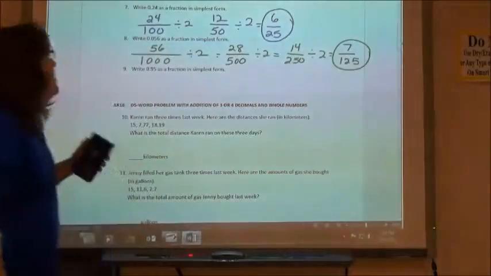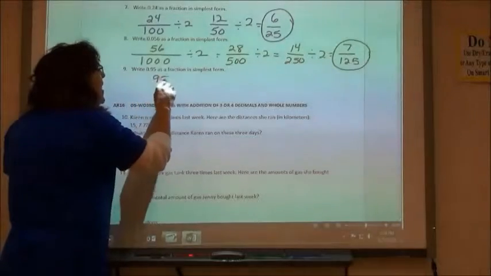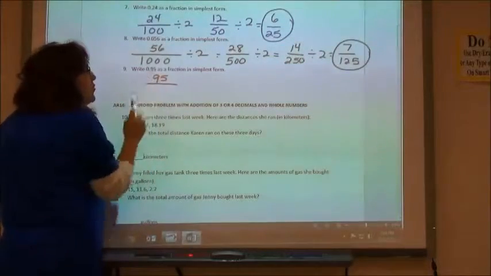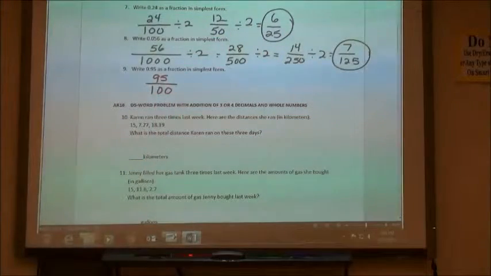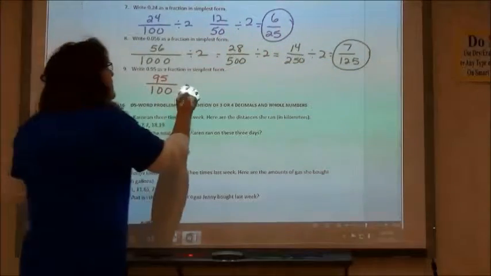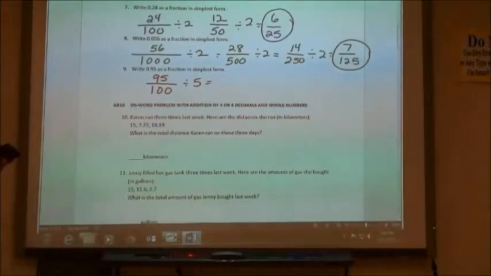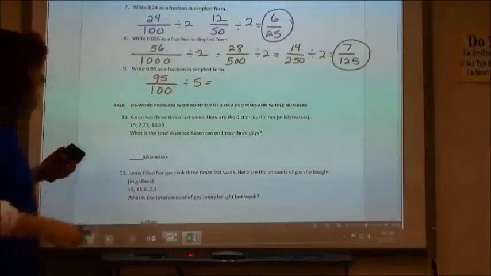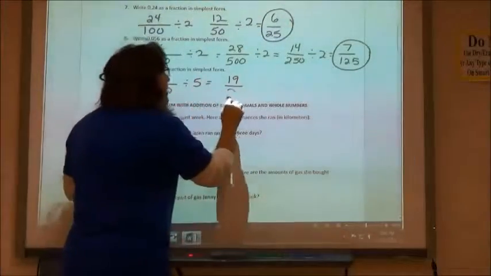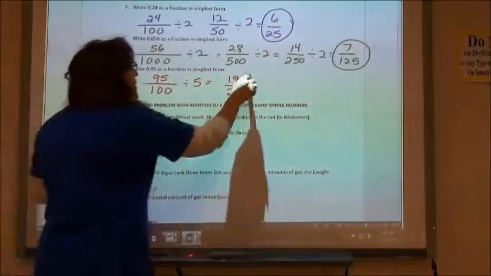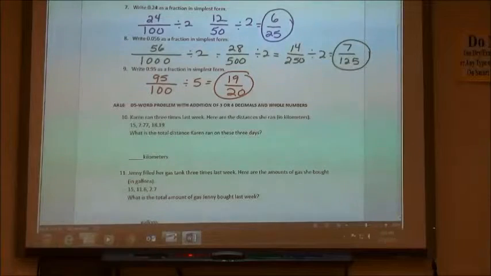And number 9, 0.95 as a fraction would be 95, and then tenths, hundredths, 1 with 2 zeros, 2 places after the decimal is the hundredth spot. Here I can divide by 5 because I end in 5s and zeros. 95 divided by 5 is 19. 100 divided by 5 is 20. So 0.95 is 19/20ths as a fraction.